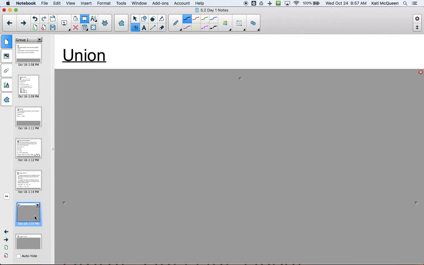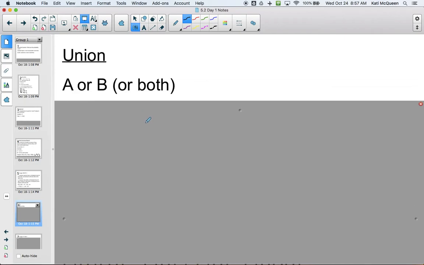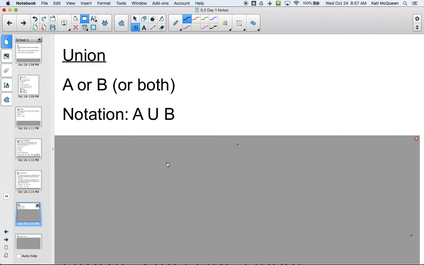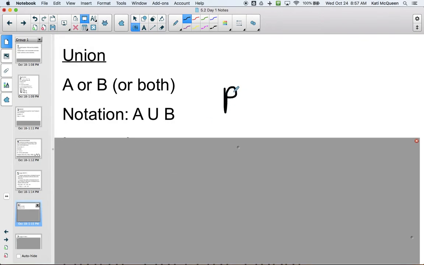All right, so just a few more vocab words here. We've been talking about the idea of "or." That is specifically called a union in probability. The union of two events is where A or B or both happen. The notation we use for this is just a big U between the two. So if we're talking about probability, we would say the probability of A union B. Something like that is what we would write.